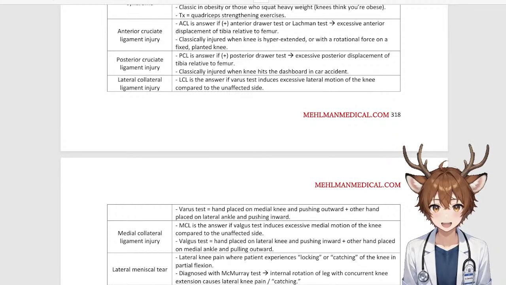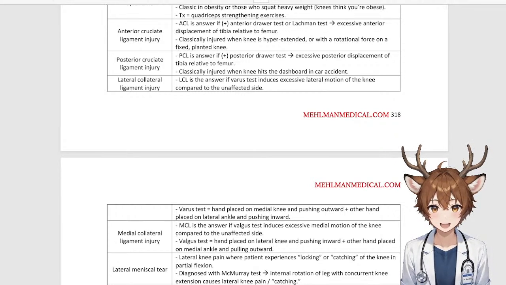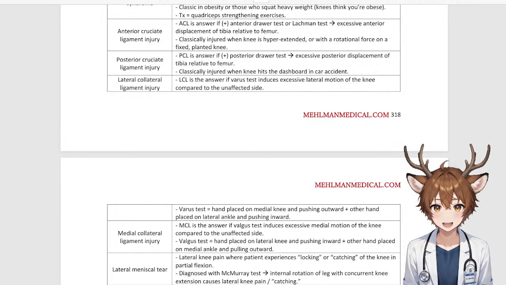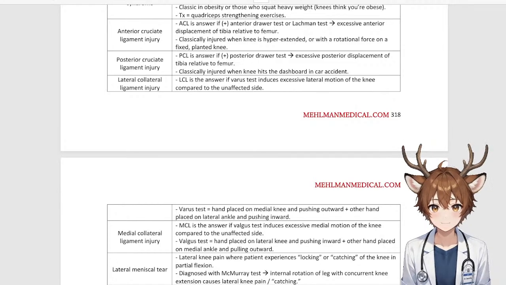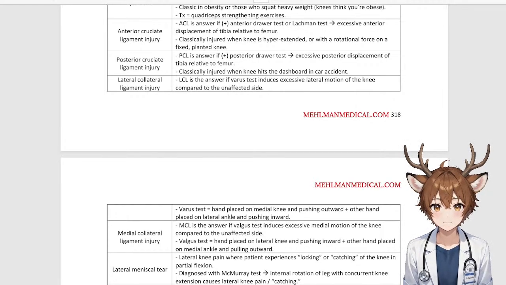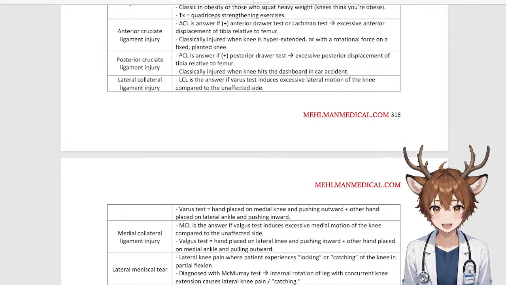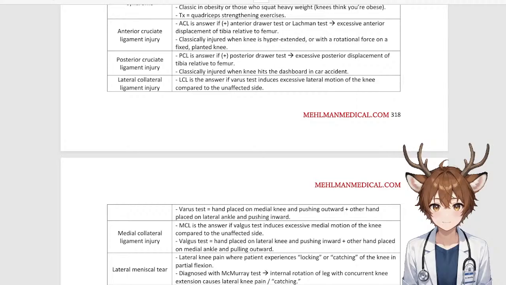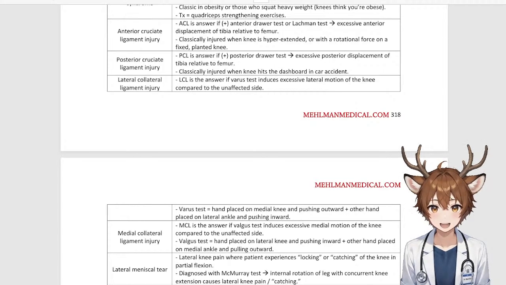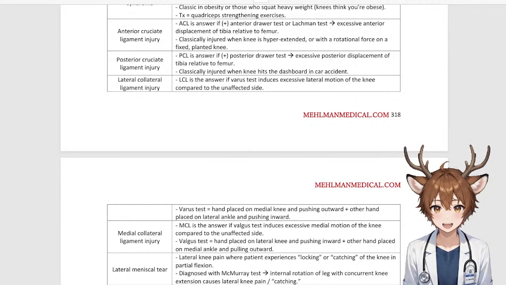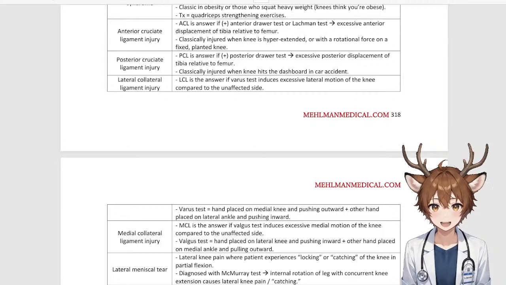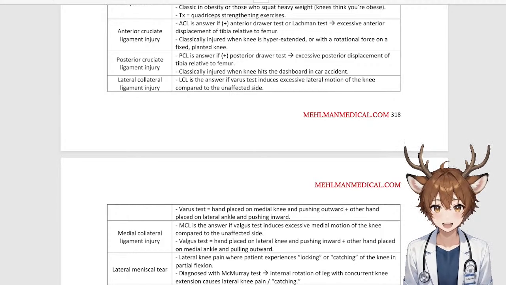The MCL is the answer to the valgus test inducing excessive medial motion of the knee compared to the unaffected side. So again, in this case it's genu valgus. This is an actual knock-knee presentation as we were talking about before, where the knees are going towards the center. If you can do that excessively, that's an MCL issue. Valgus test: hand placed on the lateral knee and pushing inward, while the other hand is placed on the medial ankle and pulling outward.